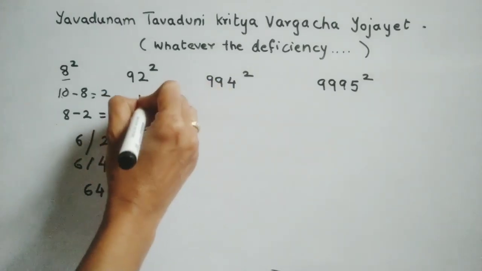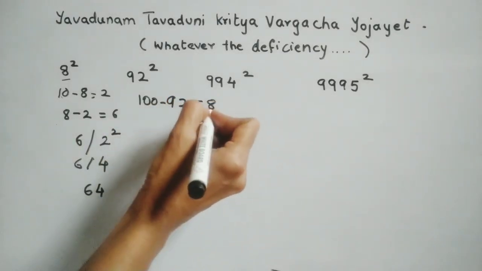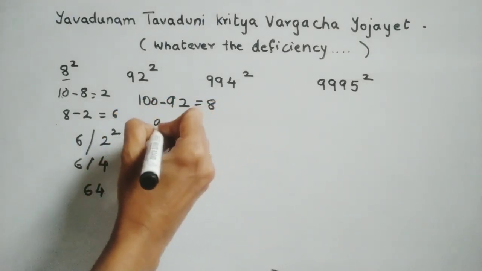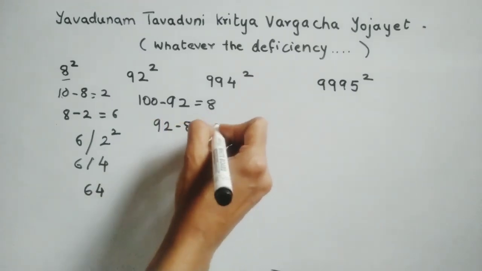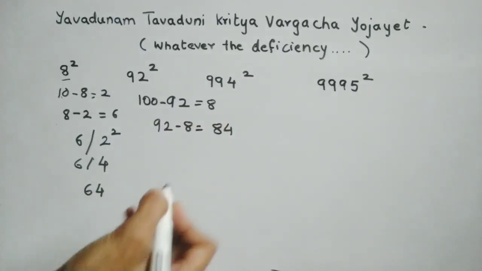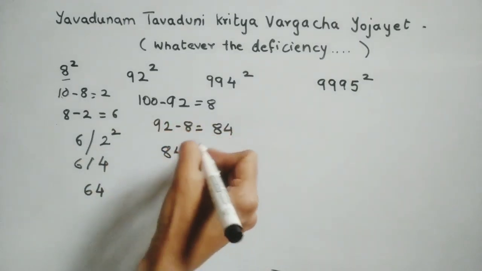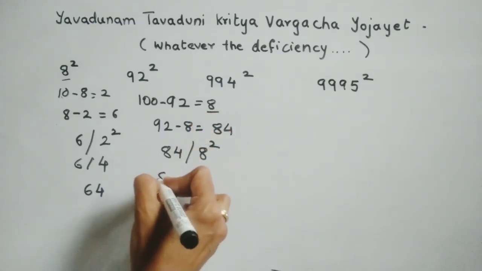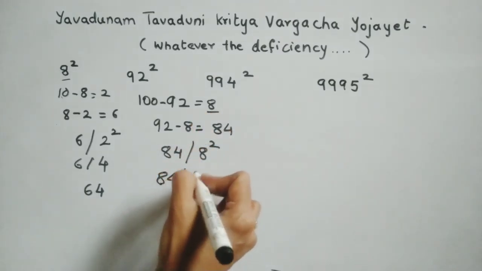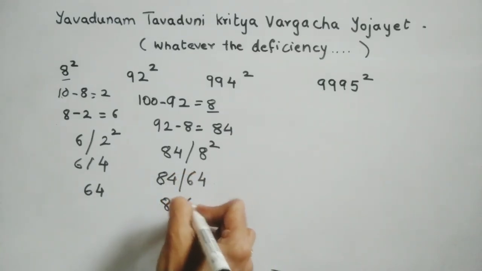92 square. The nearest base to 92 is 100. So the deficiency is 8. So what we'll do? Subtract this 8 from 92. What we get is 84. So 84 will be your left hand side part, and on the right side what you get is this deficiency square. So 8 square is 64. So 84, and here you have 64. So the final answer is 8464.